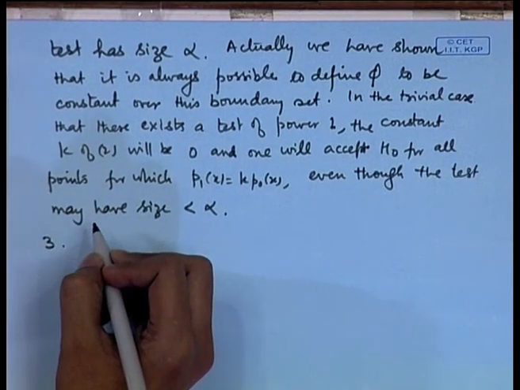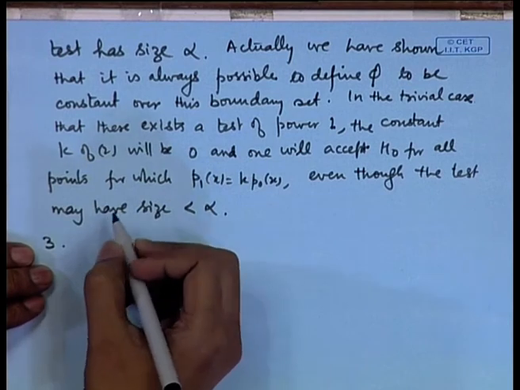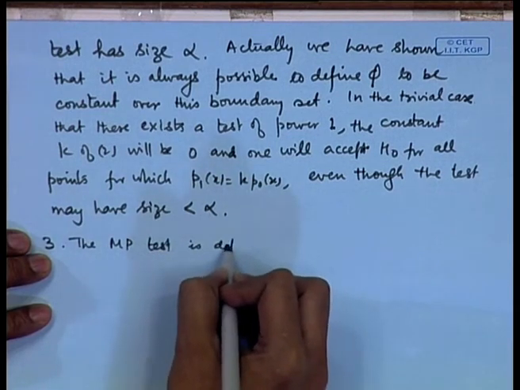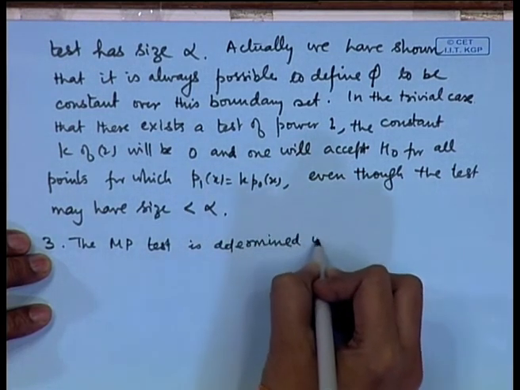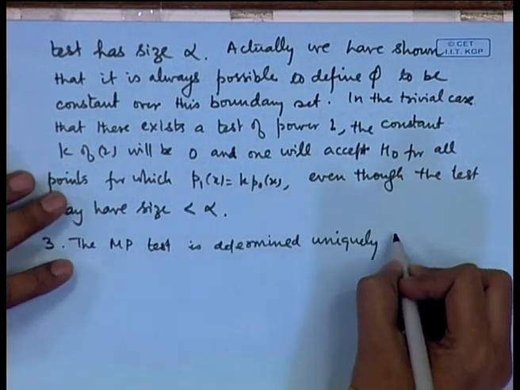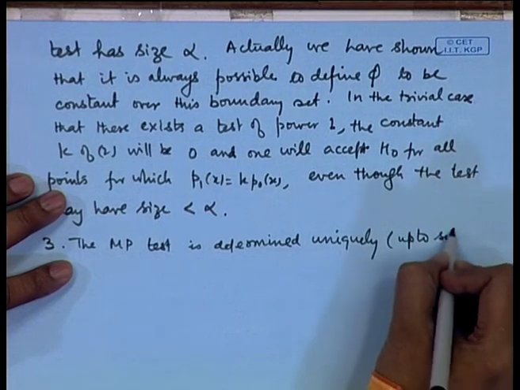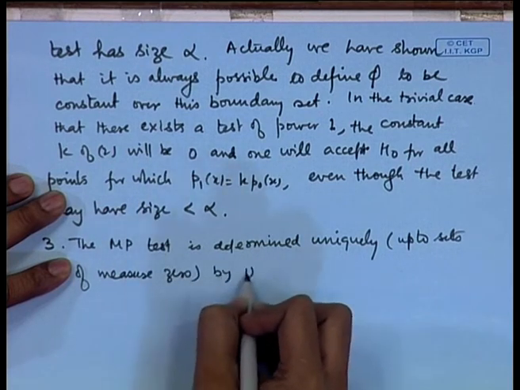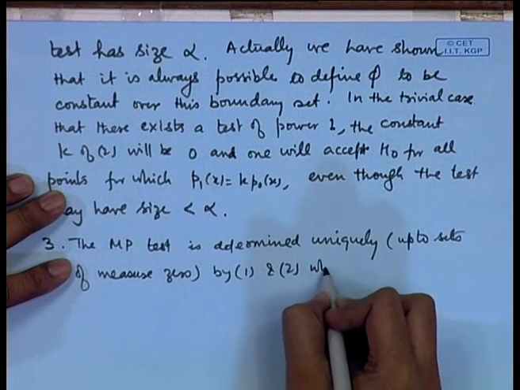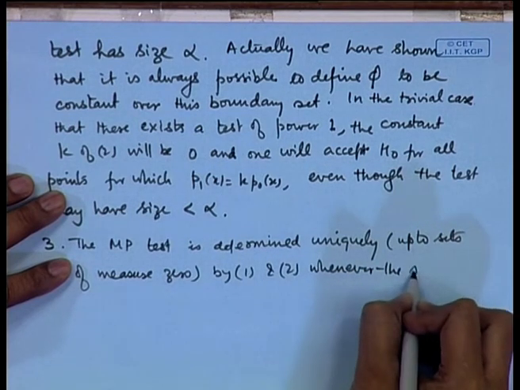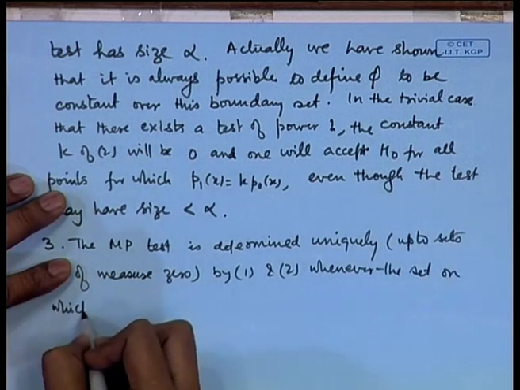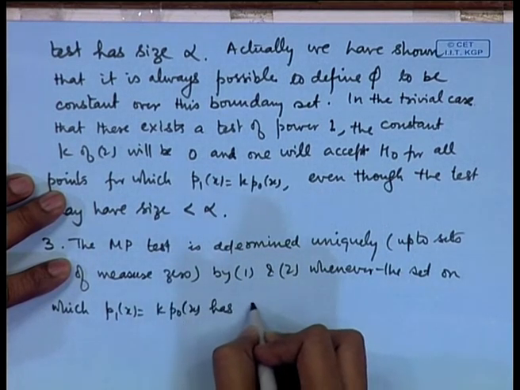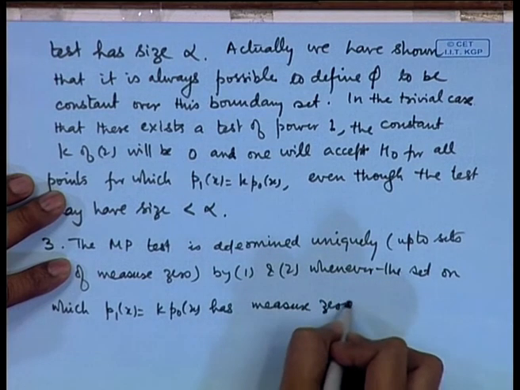Third remark is that the most powerful test is determined uniquely up to sets of measure 0 by 1 and 2 whenever the set on which P 1 x is equal to k P naught x has measure 0.